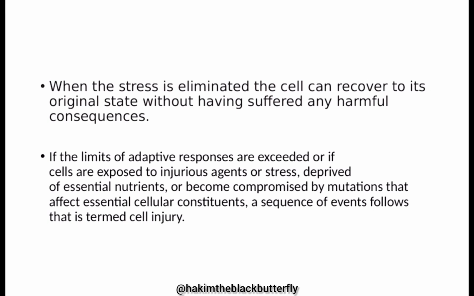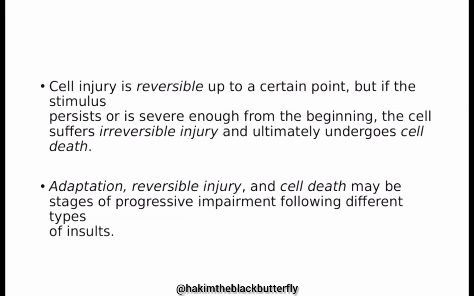When the stress is eliminated, the cell can recover to its original state without having suffered any harmful consequences. But if the stress does not go away, then the cells can go on and be injured. You get what we call cell injury. Now, that cell injury can be reversible or irreversible. You can have your cells adapt, there are three ways I've said, by those mechanisms I talked about. You can have your cells injured, and if injured, the injury can be reversible or irreversible. And the irreversible cell injury is what we call cell death.